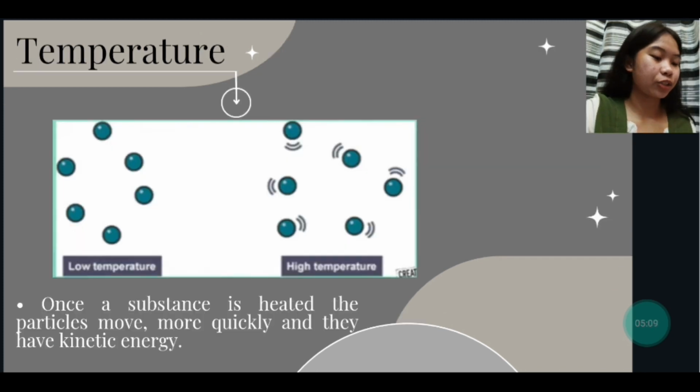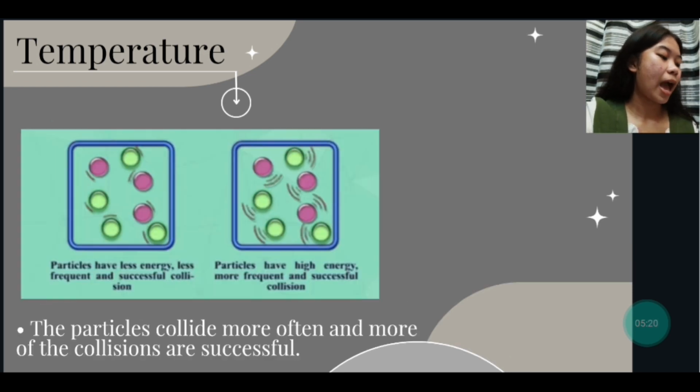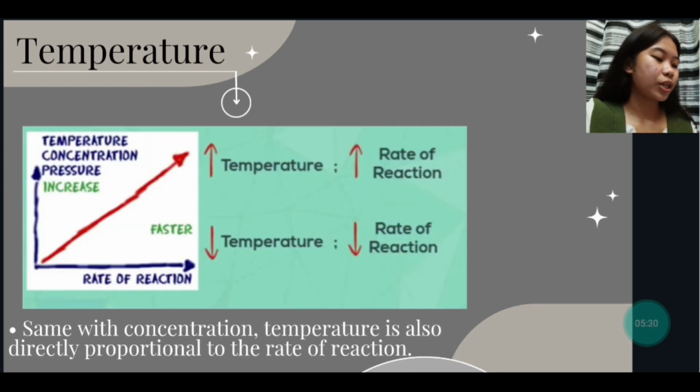Next is the temperature. Once a substance is heated, the particles move more quickly and they have more kinetic energy. The particles collide more often and more of the collisions are successful. The rate of reaction therefore increases. Same with concentration, temperature is also directly proportional to the rate of reaction. As temperature increases, the rate of reaction also increases and vice versa.